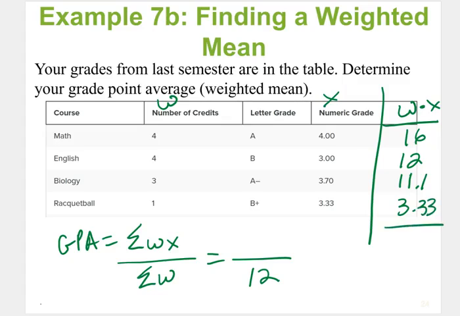I would add those all up and then take whatever that number is and divide it by 12, which of course I didn't write this down, which was not very smart. But either way, that comes out to 3.56 when you round it to 2 decimal spots. So that is your GPA for that particular semester. Again, I think weighted means, once you've gotten used to them, seem really intuitive.